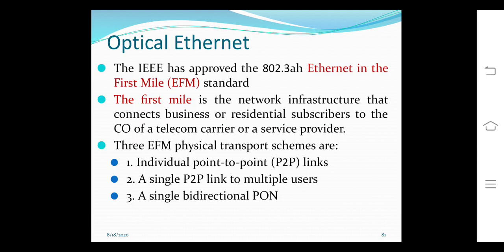Next is optical Ethernet. The IEEE has approved the 802.3ah Ethernet in the first mile, which is called the EFM standard. The first mile is the network infrastructure which connects business or residential subscribers to the CO of a telecom carrier or a service provider. There are 3 EFM physical transport schemes: individual point-to-point links, a single point-to-point link to multiple users, and a single bidirectional PON, that is passive optical networks.